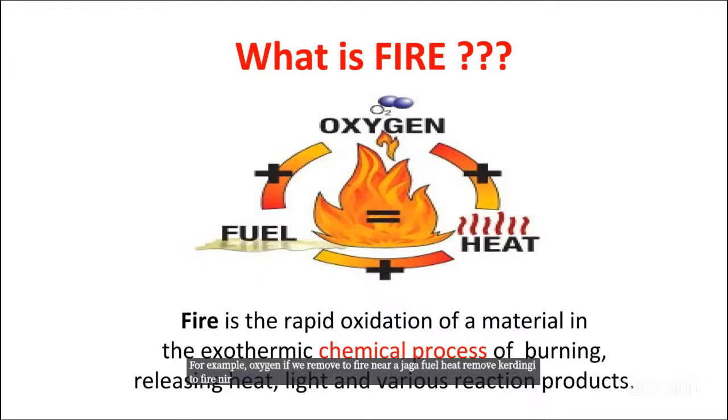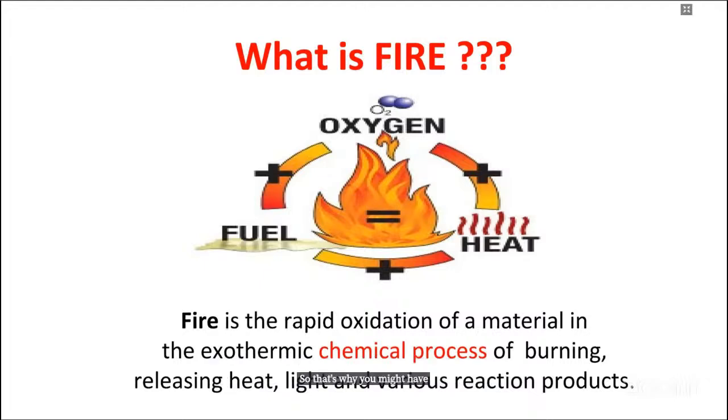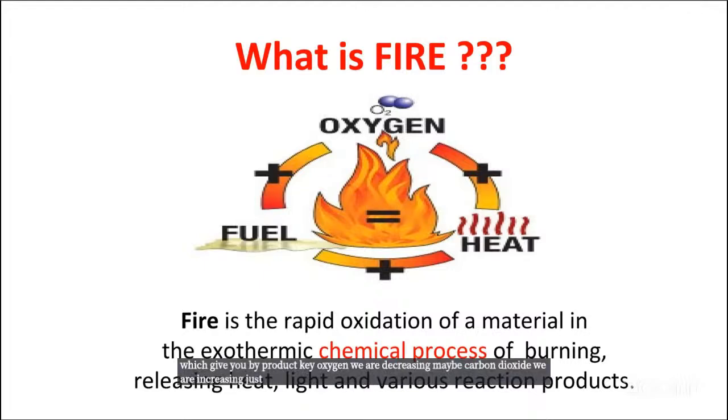So it's a rapid oxidation of a material in the exothermic chemical process of burning, releasing heat, light, and various reaction products. So that's why you might have seen so many fire resistive materials also, fire extinguishers also, which give you byproduct ki oxygen we are decreasing, maybe carbon dioxide we are increasing just to resist that fire for the particular time lag, which we'll be seeing in the next slides.